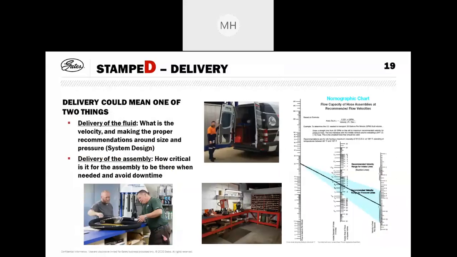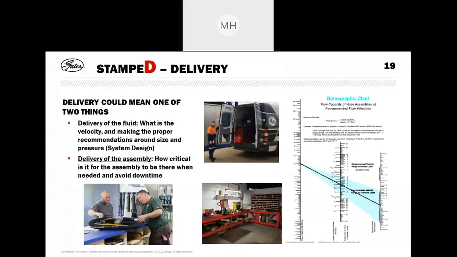All right, D for delivery. Now, this is itemised out in two different areas. So one of them is the delivery of the fluid. So it's the velocity, and it's making sure we're getting the proper size hose to match what the velocity of the fluid needs to be.